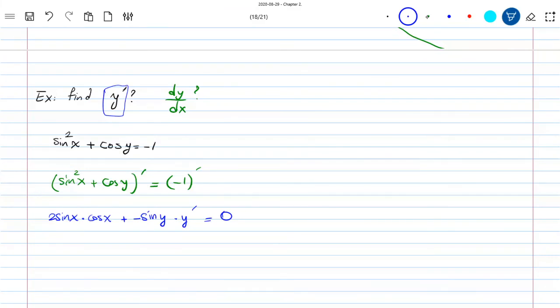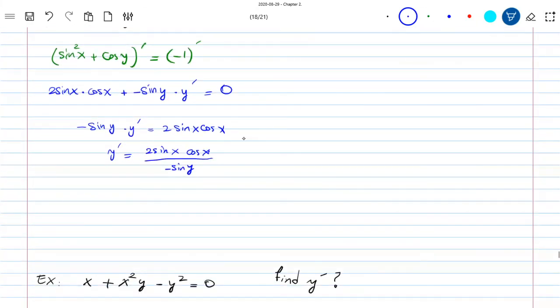So now the question becomes find out what is y prime. I'm going to subtract this 2 sine x cosine x. So what do I get is negative sine y times y prime equals negative 2 sine x cosine x. So what is y prime? y prime is simply negative 2 sine x cosine x divided by negative sine y. This is the y prime.